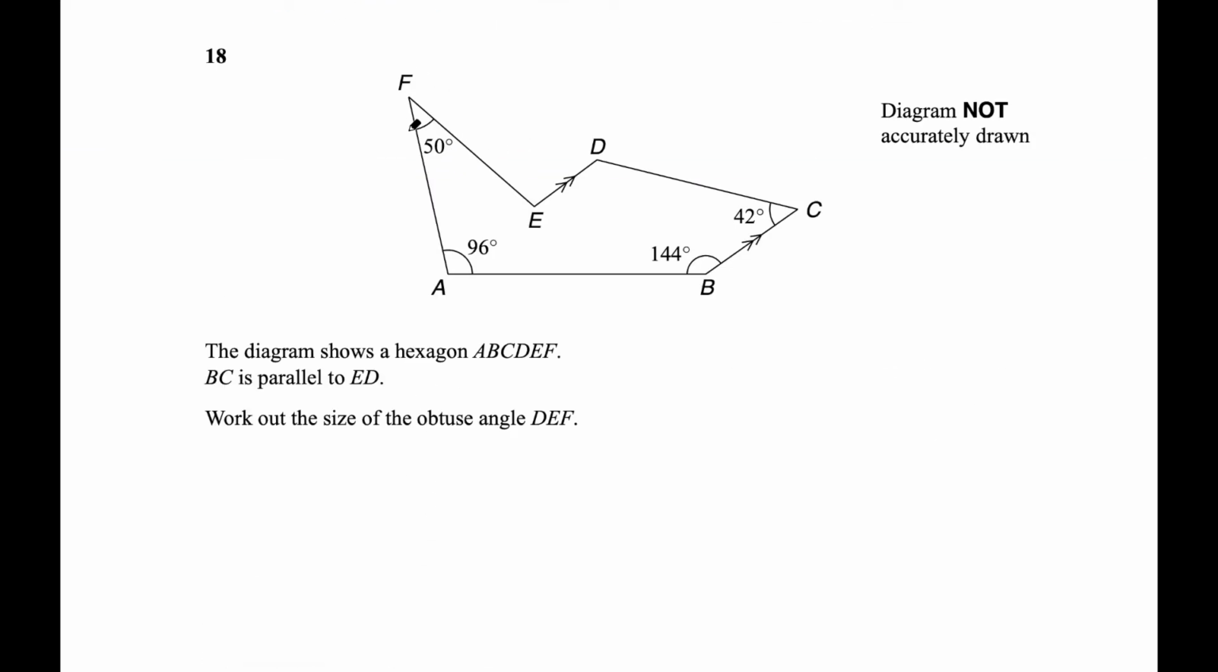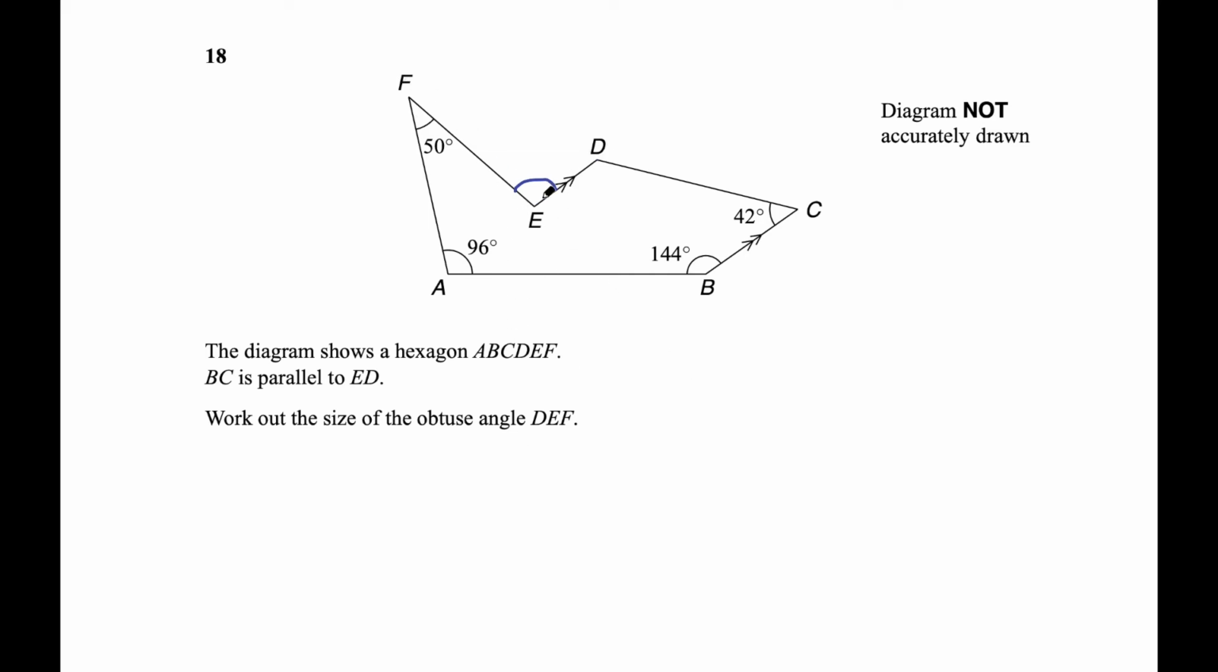Question 18 gives us this shape, and it says the diagram shows a hexagon ABCDEF. BC is parallel to ED. Work out the size of the obtuse angle DEF. Now, which is the obtuse angle? Remember, an obtuse angle is between 90 and 180 degrees. So if it says angle DEF, if they didn't say obtuse, it could either be this one or this one in here. Now, because they say obtuse, we know it must be this one over here. This angle out here would be a reflex angle. So we're looking for this angle in here, DEF.